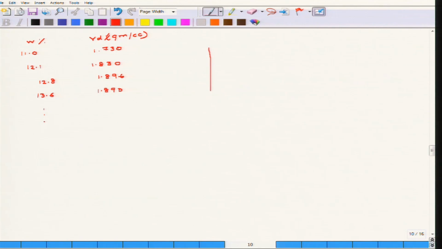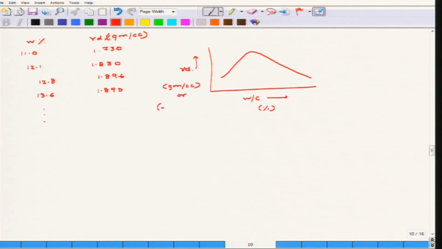If you plot the Proctor compaction curve, it is going to show a curve like this, where this axis is going to be the gamma D and this is going to be the water content. The water content is going to be in percentage, while the dry density is going to be in gram per cc or megagram per meter cube.